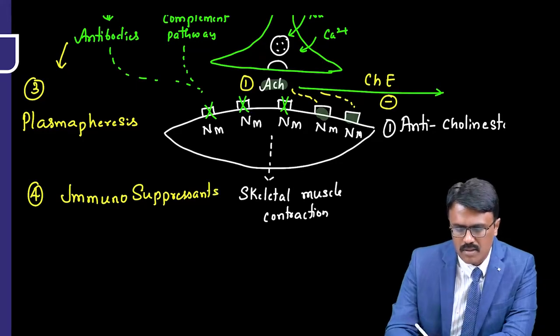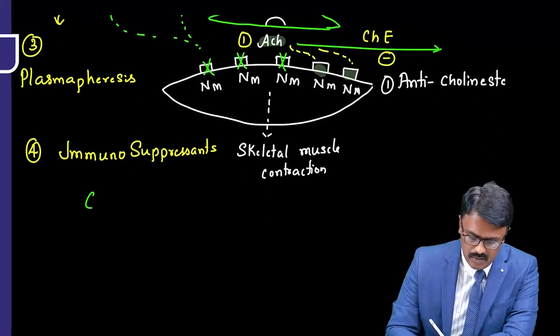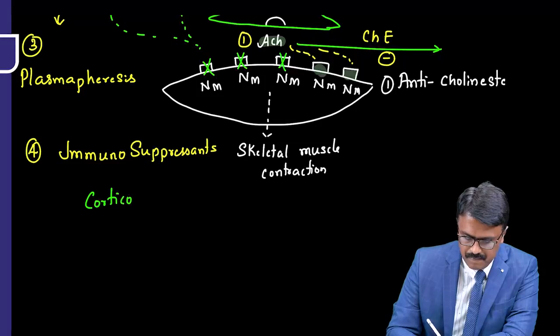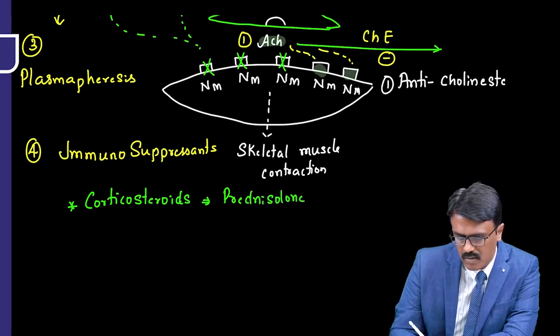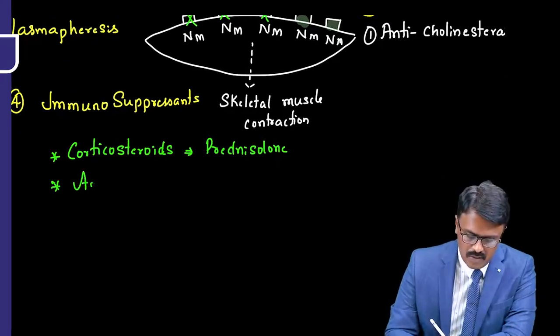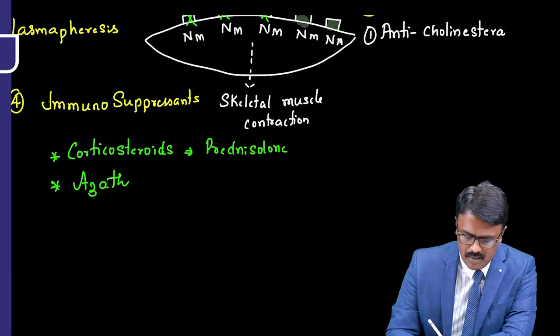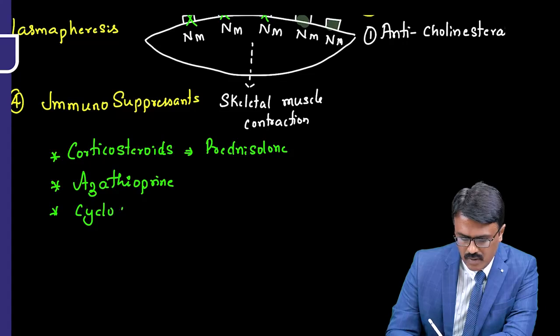So what are the immunosuppressants we use in the therapy of this? They are nothing but corticosteroids. The commonly prescribed one is prednisolone. So we can give prednisolone, a corticosteroid. Apart from that, we can also use azathioprine and cyclosporin.